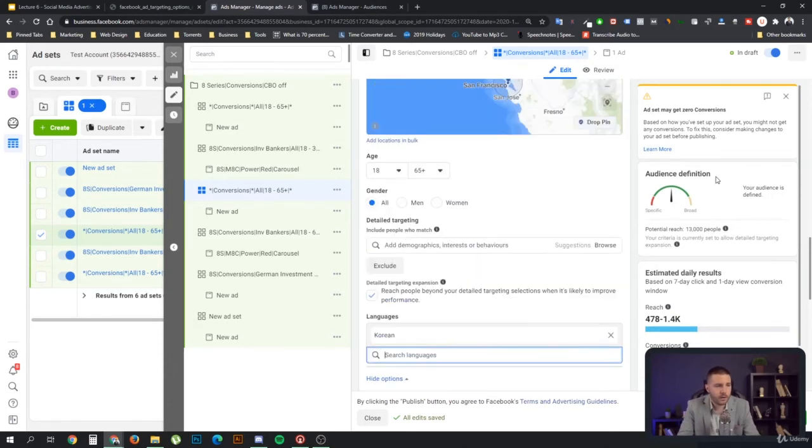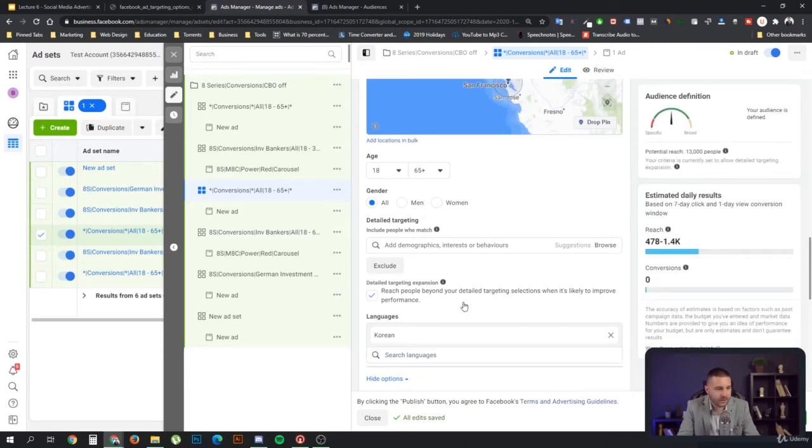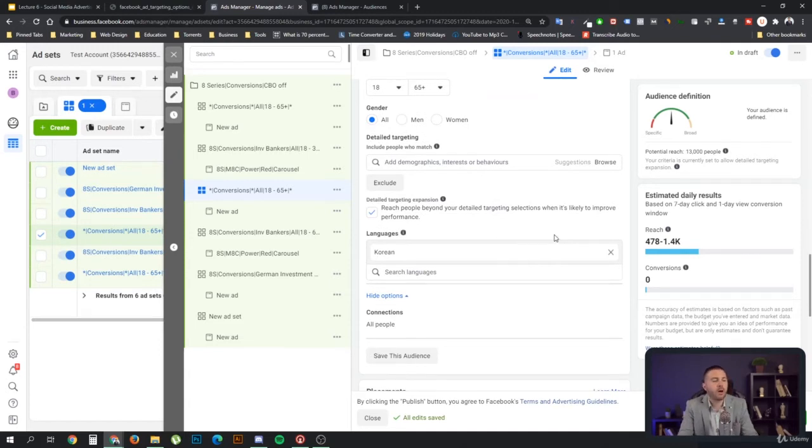So we can say that we want to just target Korean. Now, we get a warning that our ad may get 0 conversions because of that, and that's completely fine, but we'll ignore that for now, just for example's sake. Now, the language option is kind of unclear, so there's a few things to consider about languages. If someone is using Facebook in a specific language, Facebook considers them to understand that language, which might not always be the case.